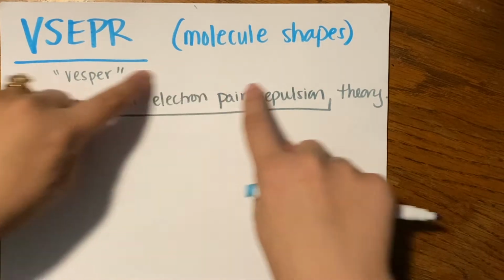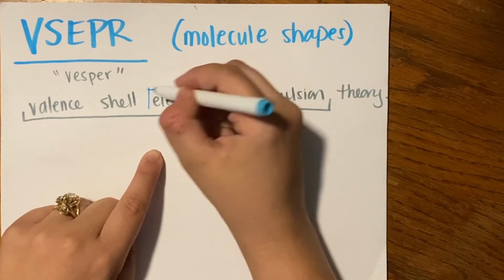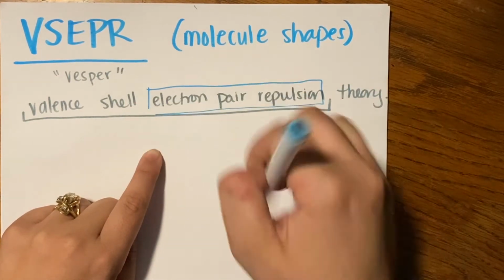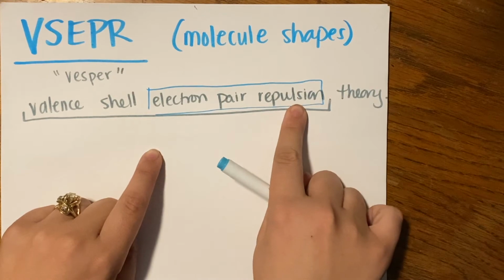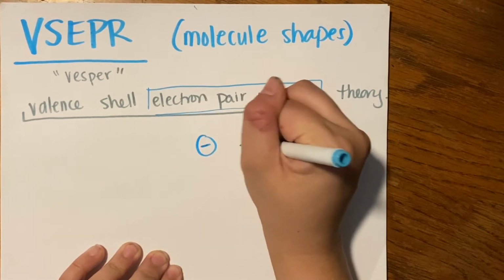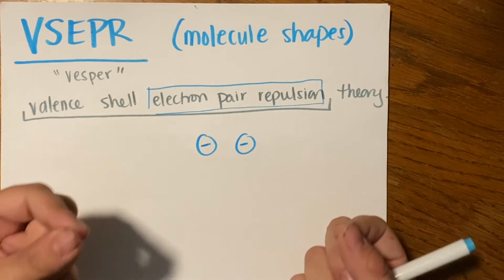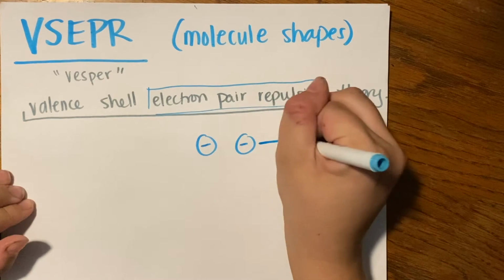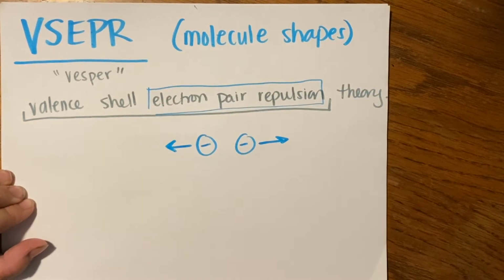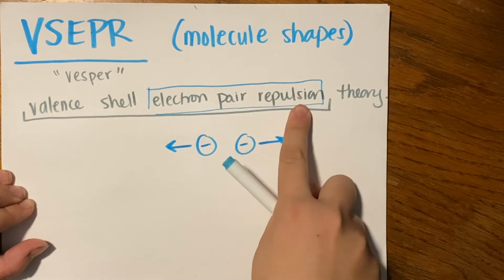And what this wonderful thing means is basically right here: electron pair repulsion. Electrons repel each other. Here's an electron. Here's another electron. If I try and squish them together, they're like two magnets facing the wrong way. They're going to repel. They're going to try and stay as far away from each other as possible. So electrons are going to try and stay away from each other.